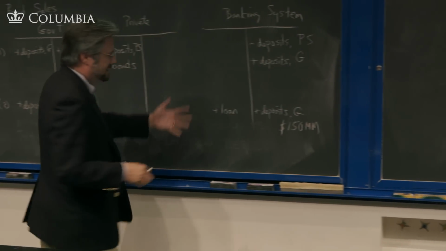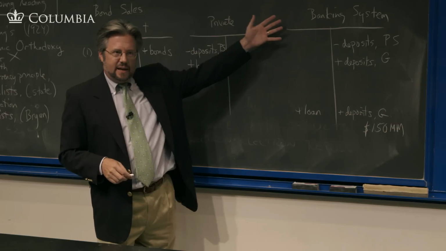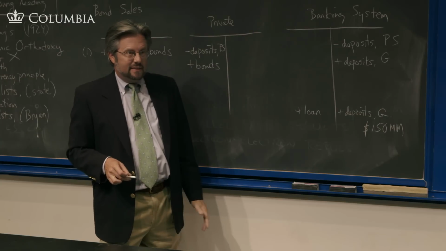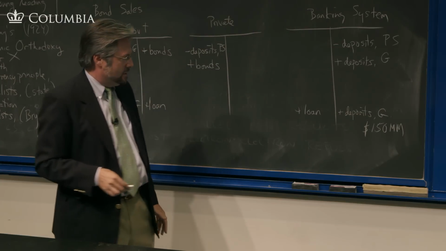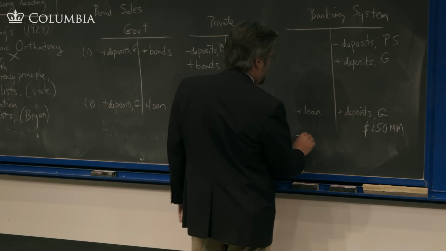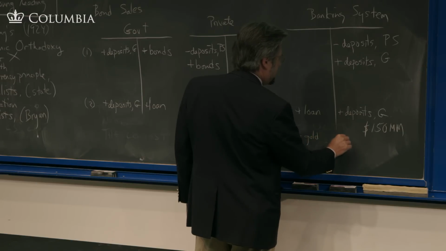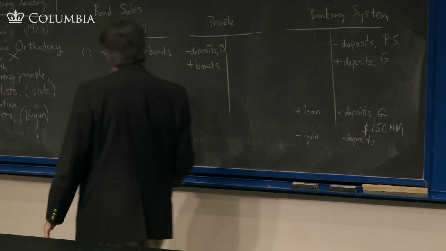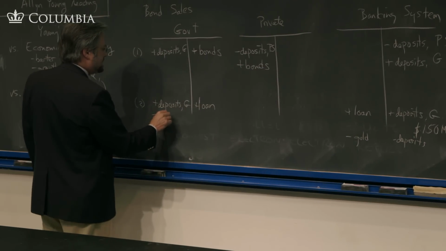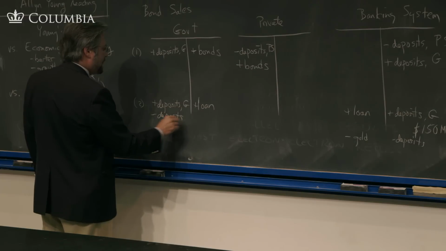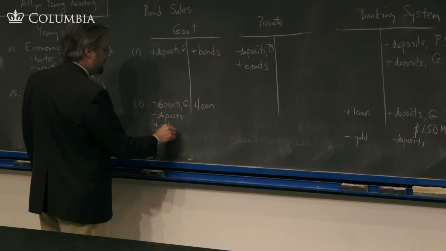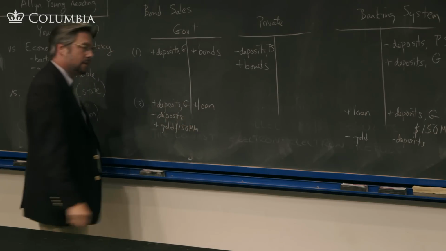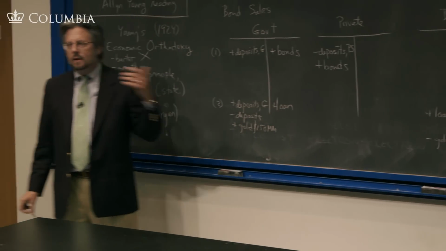I haven't put this in the banking system, but there are gold reserves, okay, that are being held by the banking system. And so the New York banks had to do that. And they did do that. Okay? Minus gold, minus deposits. Okay? Minus deposits plus gold. $150 million worth.